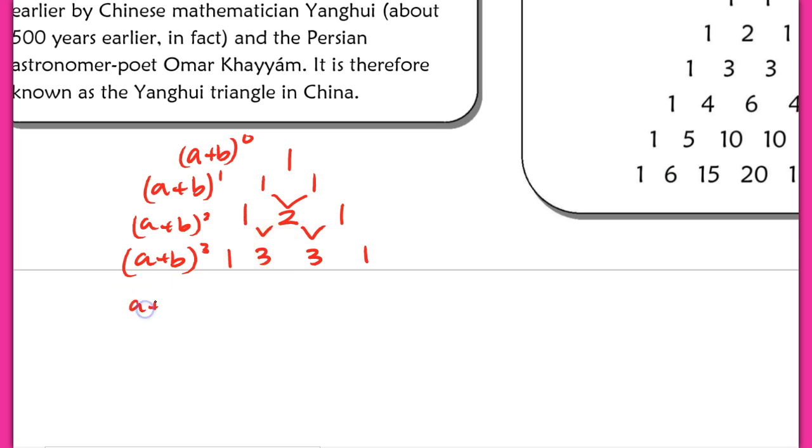So a plus b to the 4th power is going to be 1, 4. 1 plus 3 is 4. 3 plus 3 is 6. 3 plus 1 is 4, and then 1. And you do see that symmetry here as well. It's symmetric about that middle term. So you can do this an infinite number of times, obviously. It's just very tedious to do that.